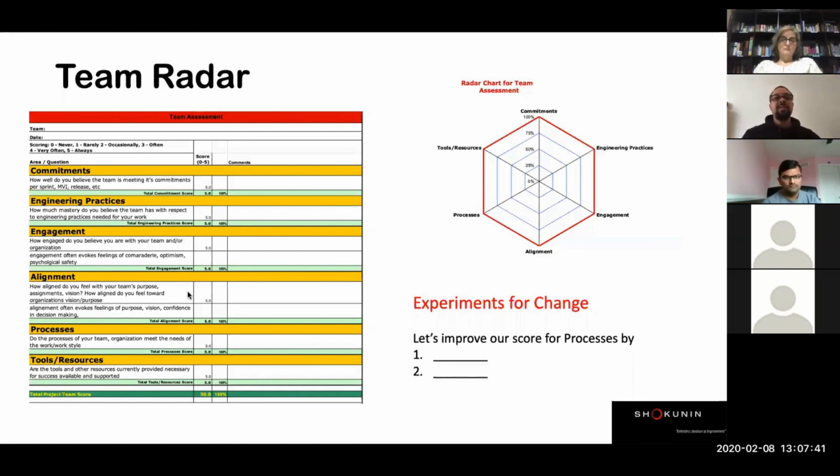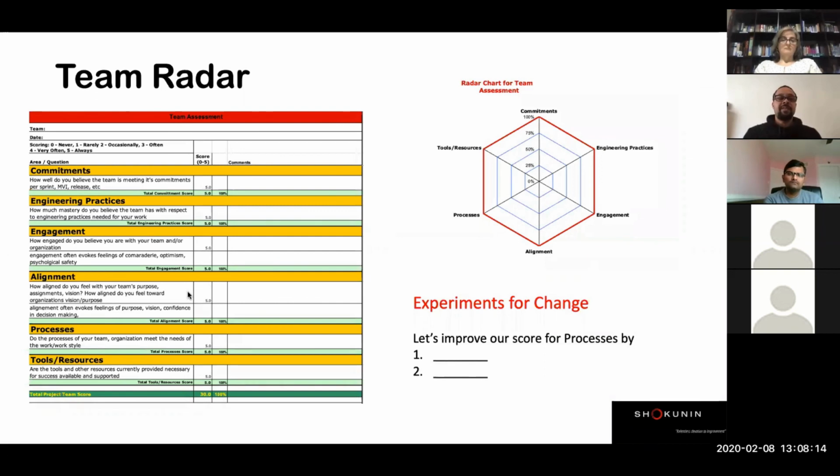And how are we doing with engineering practices? What's our mastery level that we think we're at with our engineering practices? Engagement with each other on a team, with other teams, with the organization as a whole, with our customers. And then alignment: how aligned do you feel with the purpose of the team, of the organization? How do we rank ourselves there? And then there are always processes within a team or organization, and how do we feel? Are the processes actually working for us?